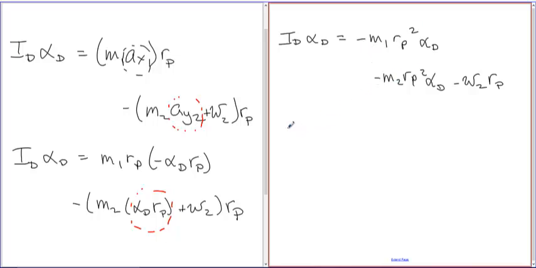So now move everything involving alpha sub D to the right-hand side. Notice these will become positive.